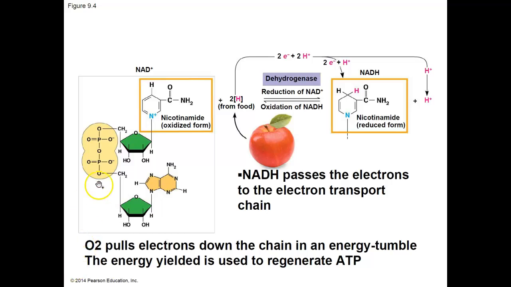In this redox reaction, NAD+, shown here, receives hydrogen ions from food, as shown here. With the aid of an enzyme, dehydrogenase, these electrons and protons of H+ are transferred from the food molecules, such as glucose, into our NAD+, which becomes reduced with the addition of the H+ to form NADH.